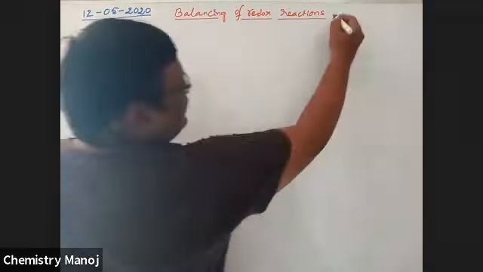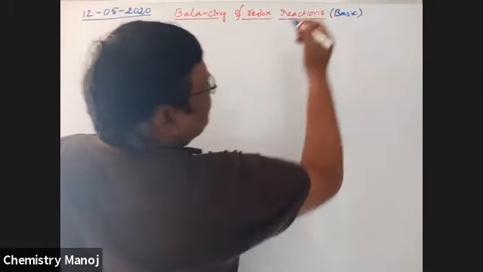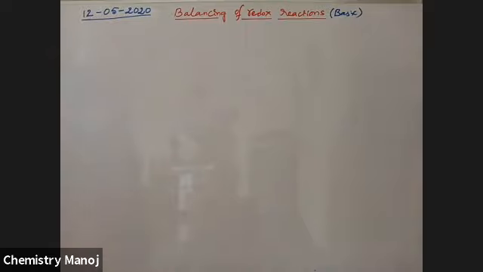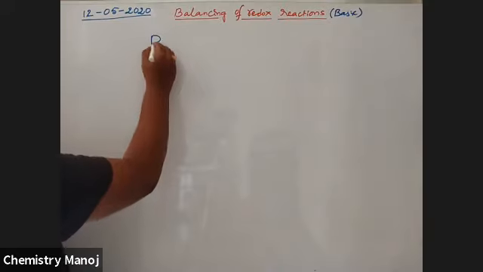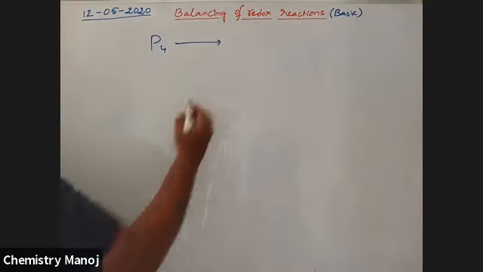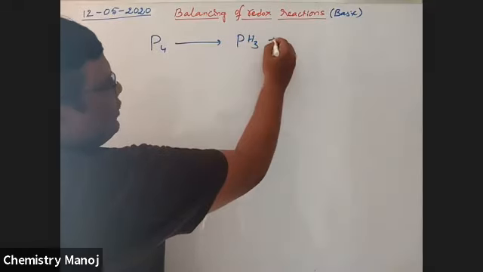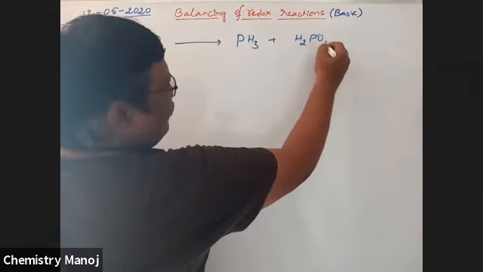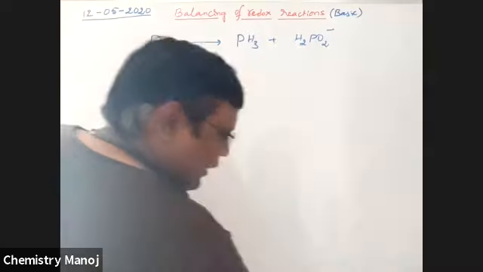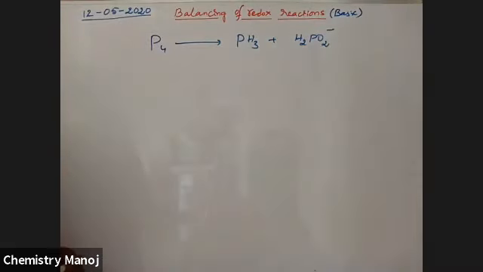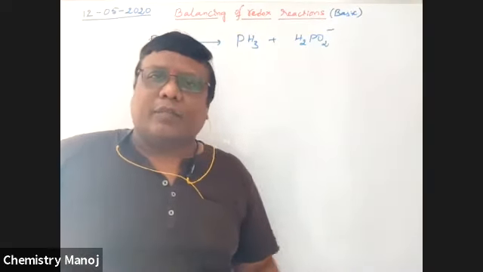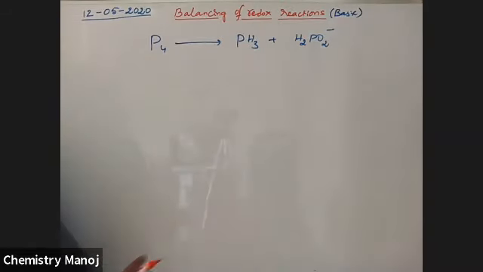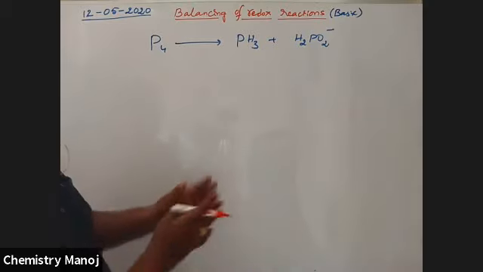Balance of redox reactions in basic medium. Take a reaction: P4 gives PH3 plus H2PO2 minus. It is the reaction. I want to balance this equation in basic medium. So note down, as usual, up to hydrogen balancing, just like in the previous case.